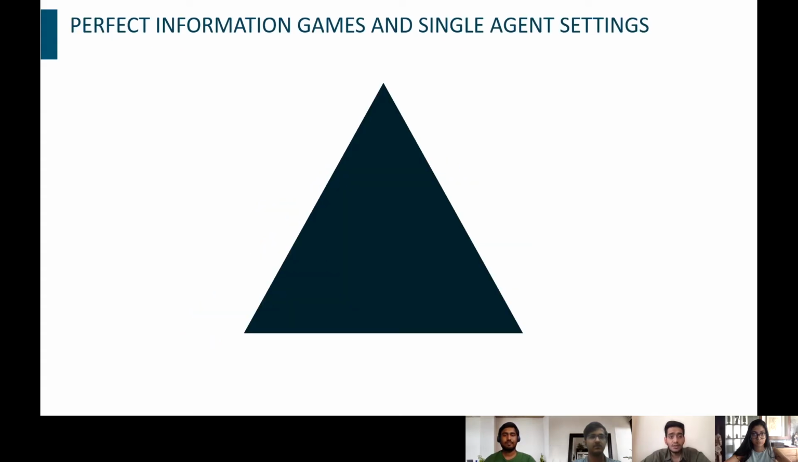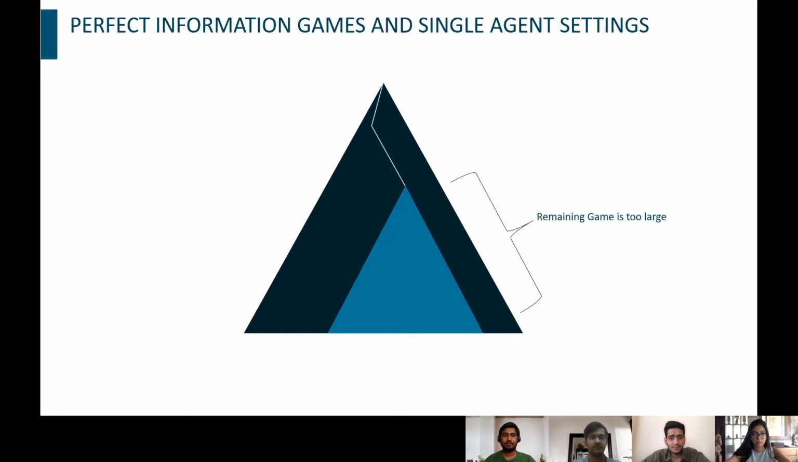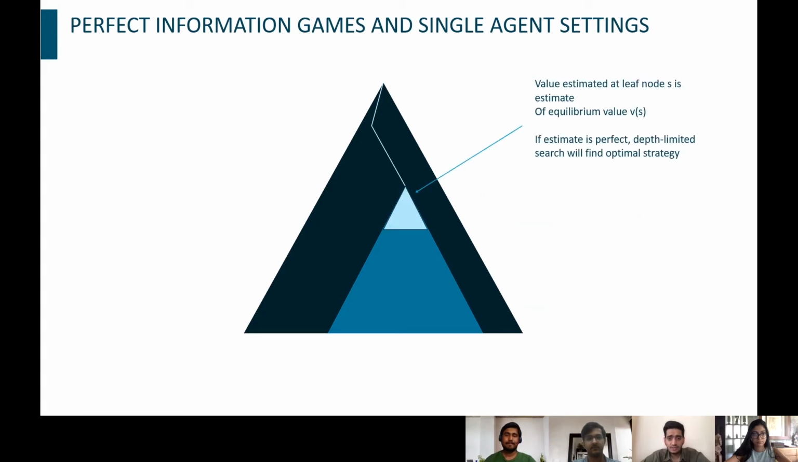Now, let's look at perfect information games and single-agent settings. If you wanted to search in it, it should look something like this. You take some action, your opponent takes some action, then you're in some sub-game, but this remaining sub-game is too large to solve to the end of the game. So instead, you just search over a limited depth, and at the end of this depth, you reach a leaf node and you estimate the value of that leaf node as the value of both players playing perfectly from that point forward. And if this estimate is perfect, then depth-limited search will return an optimal strategy for the next few moves, and you can play according to that.